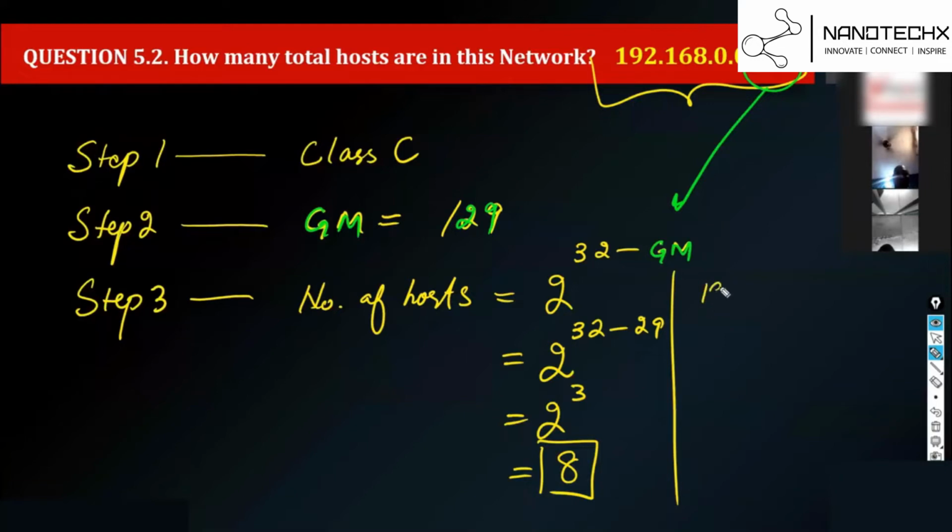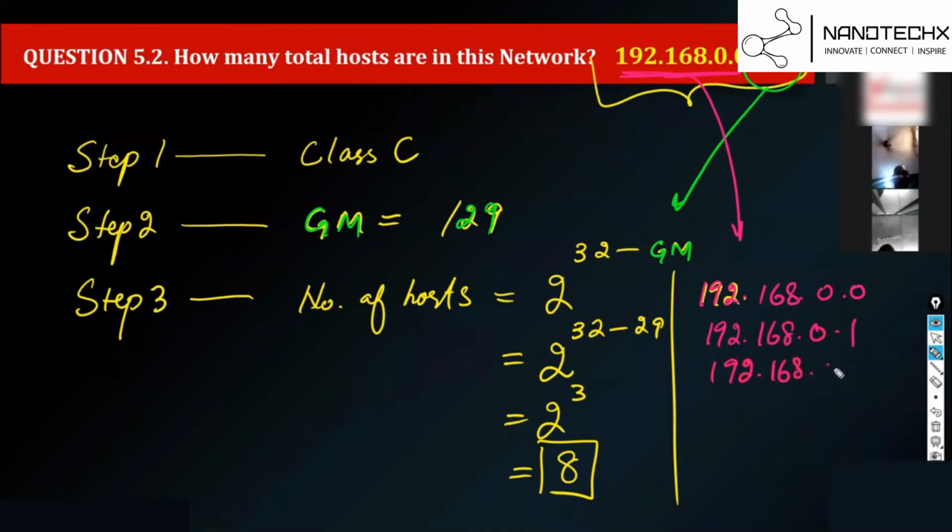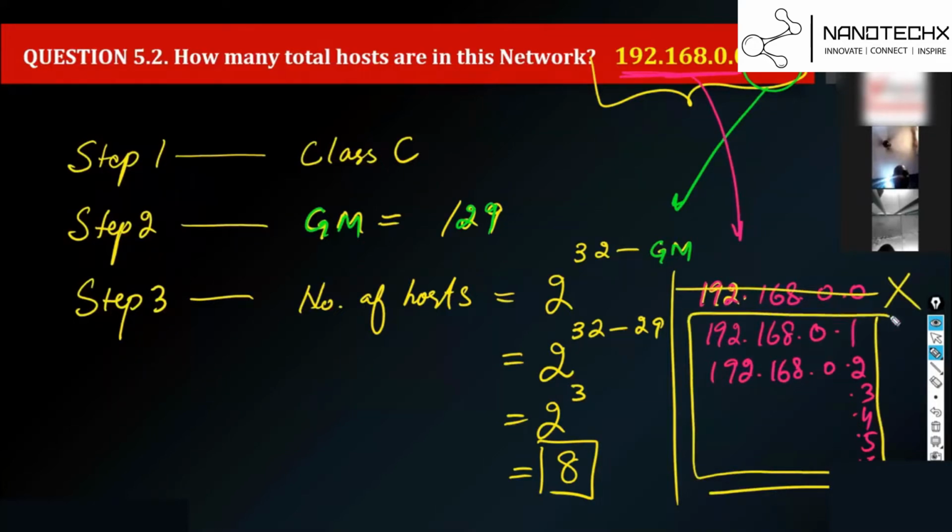So it will look like this: 192.168.0.0, because this is the network number. From here I can see this is the first one. Let's continue with 8 onwards: 192.168.0.1, 192.168.0.2, .3, .4, .5, .6, and .7. So total 8. Again, the first one cannot be used, the last one cannot be used. So these are the 6 IP addresses which belong to this network.